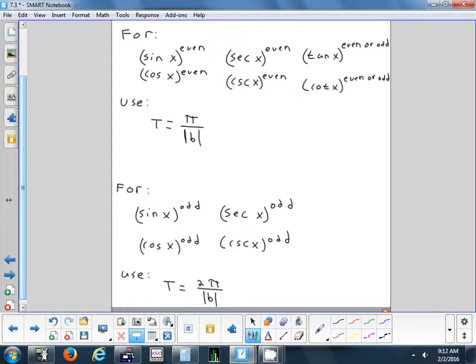And also, can somebody remind me, where is b? Sine of 4x. Yeah, it's the number in front of x. So I can write that down. b is the number in front of x. In every one of these problems, b is 1. I didn't put the number in.